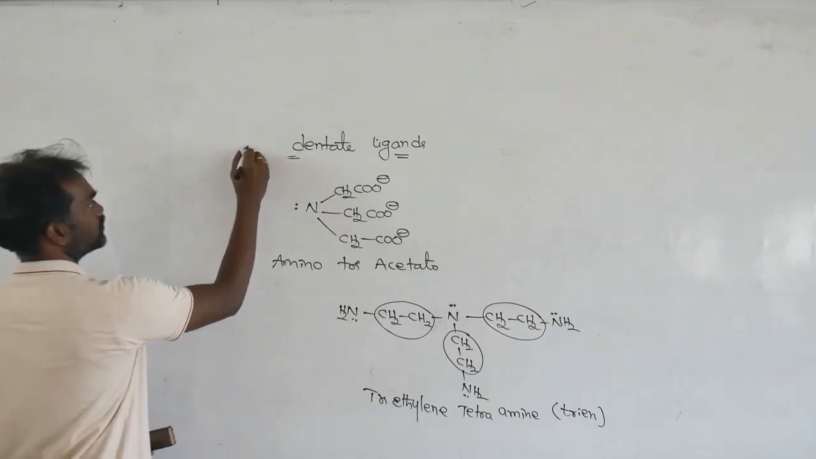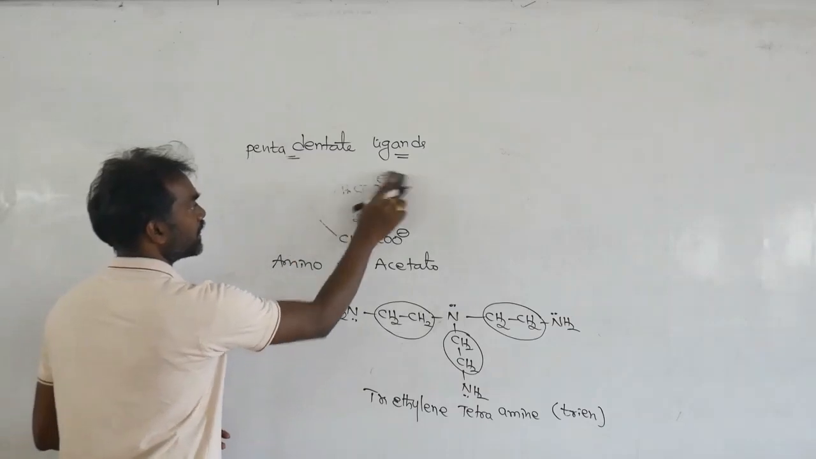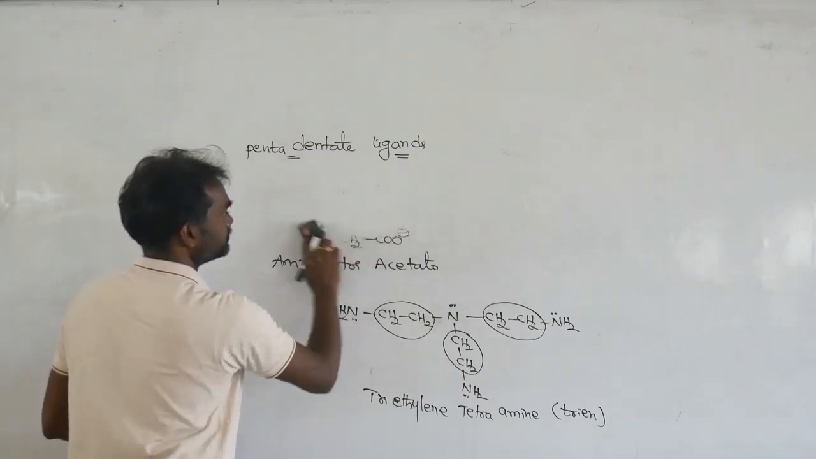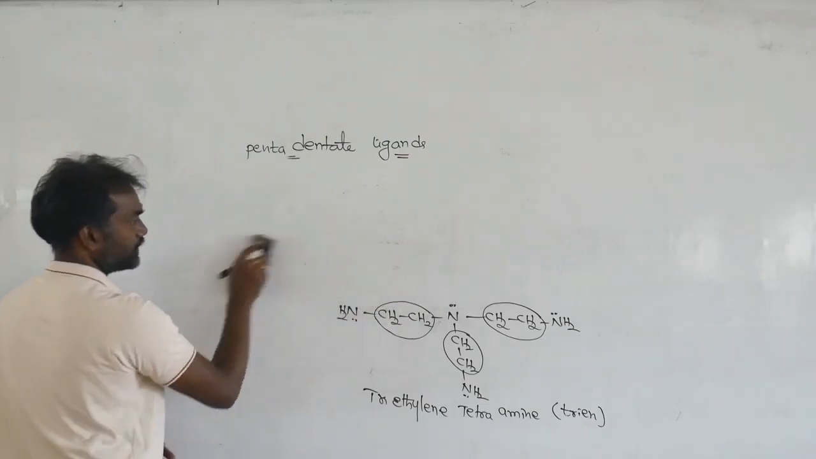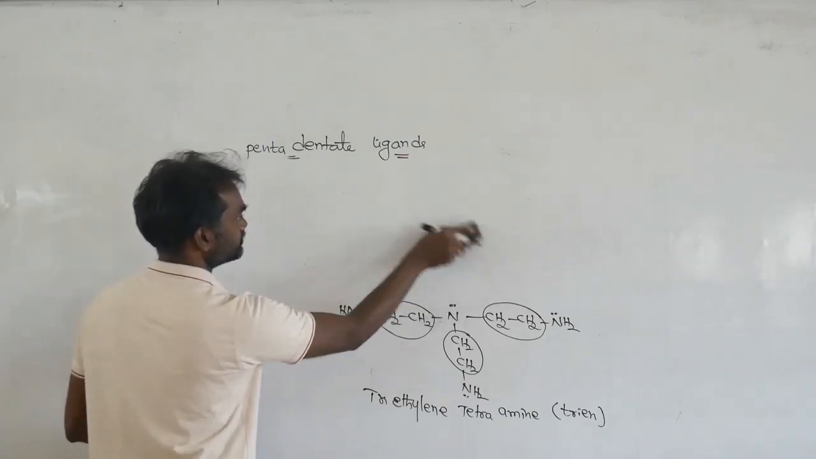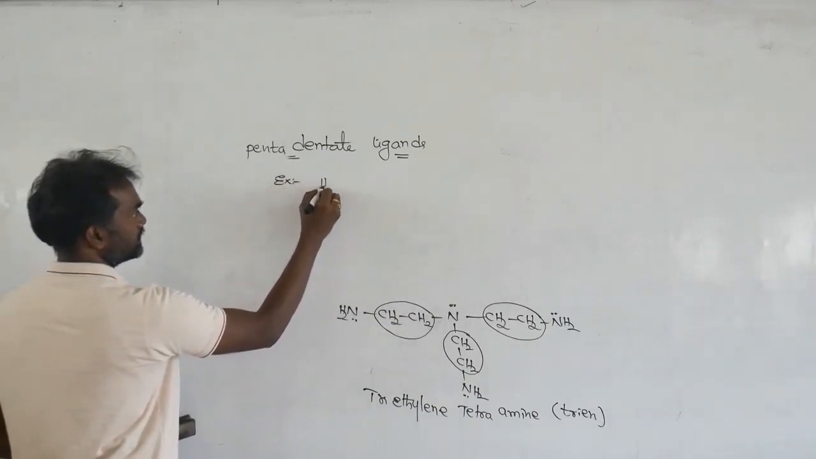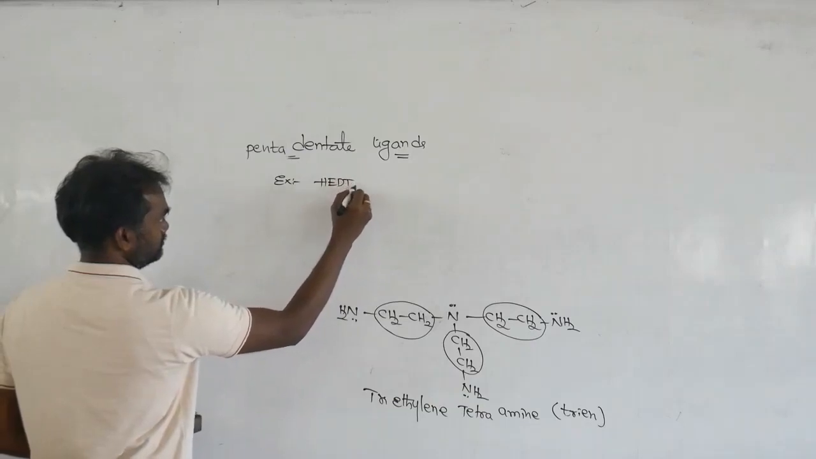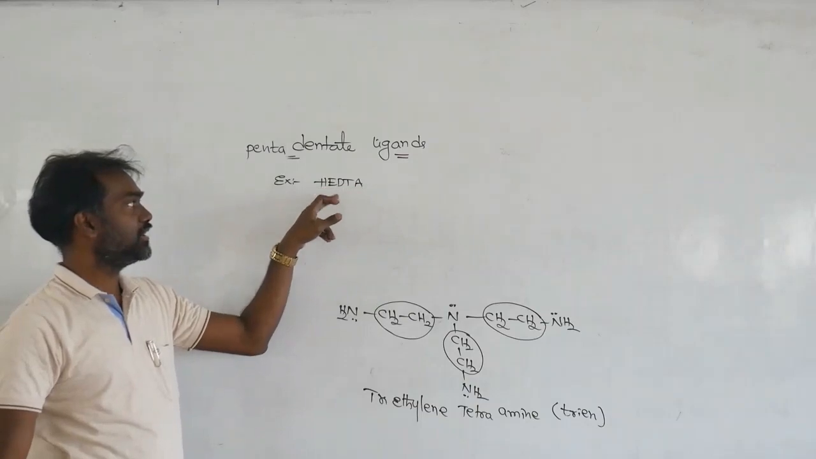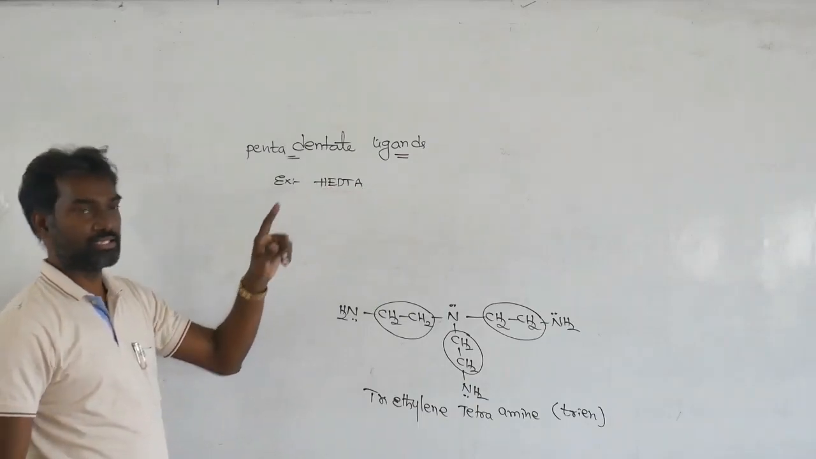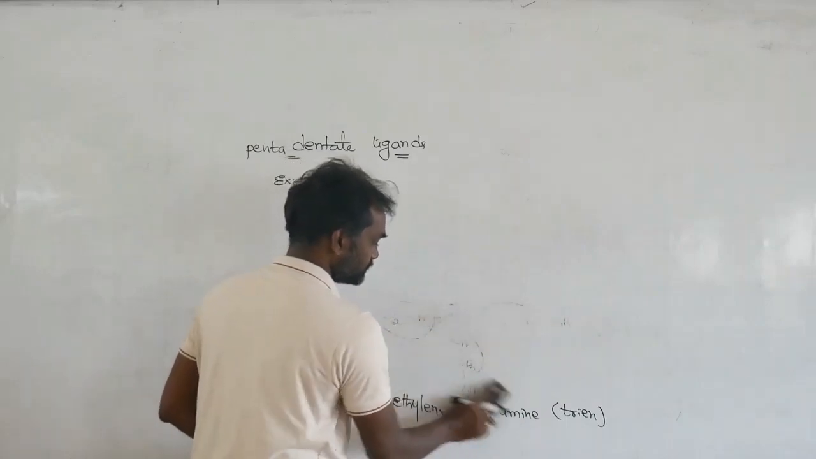Next, pentadentate ligand. Penta means 5, so 5 lone pairs are donated. That is the famous HEDTA. Actually EDTA, only EDTA, is a hexadentate ligand. One site is occupied with H, so that's why it becomes a penta. We will see that.